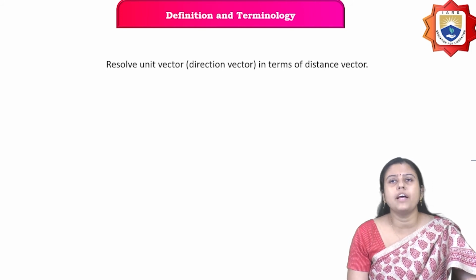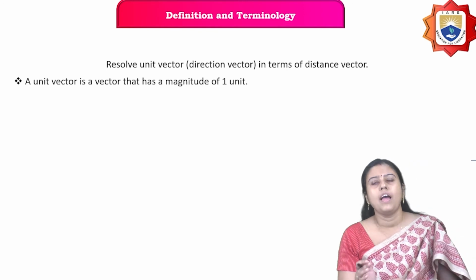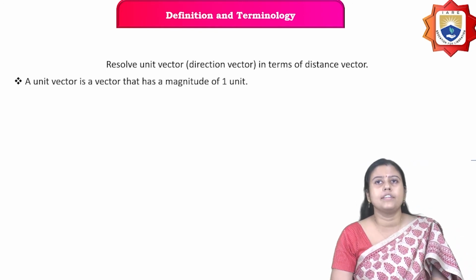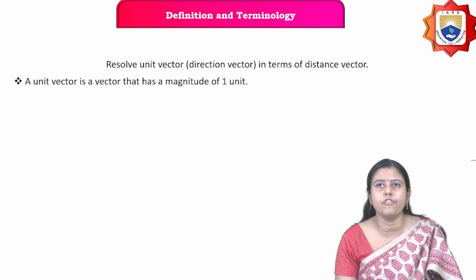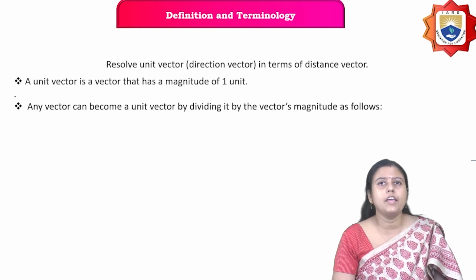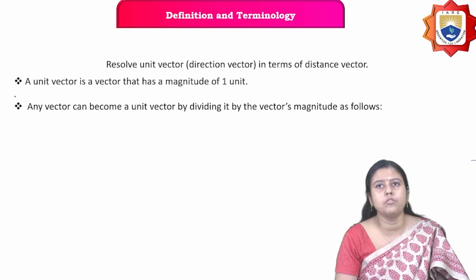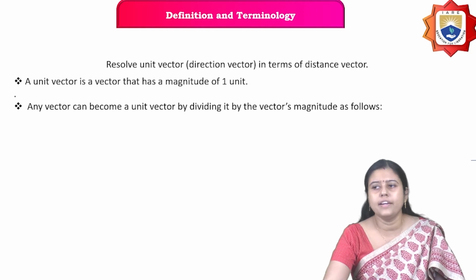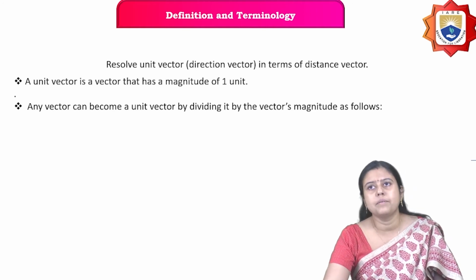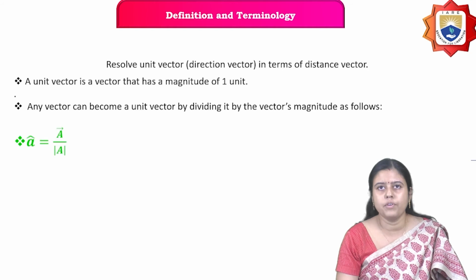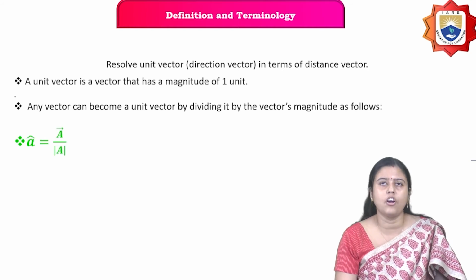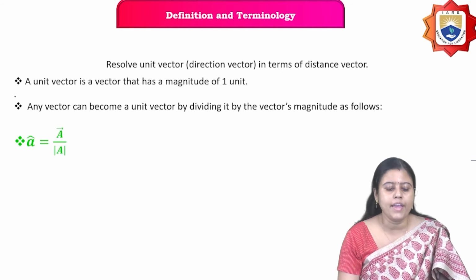Next, resolve the unit vector in terms of the distance vector. A unit vector is a vector that has a magnitude of 1 unit. Any vector can become a unit vector by dividing it by its magnitude as follows: a = vector A by |A|.